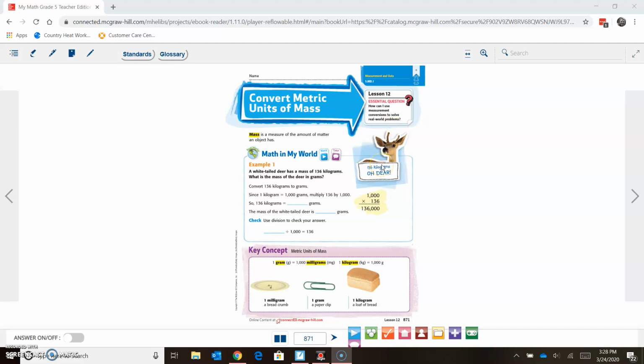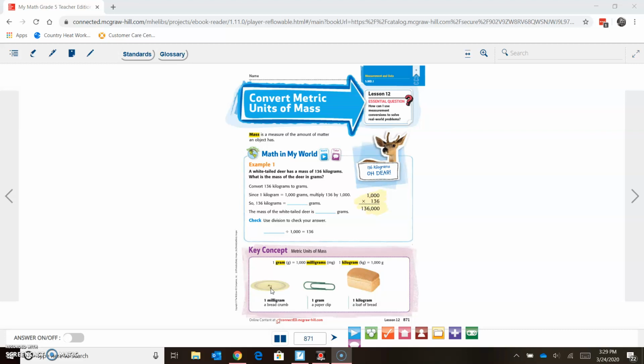We talked about mass actually in science a little bit before we left. We talked about mass is how much matter an object has. So there's three main metric units of mass. There's a kilogram, which is about the size of a loaf of bread. There's a gram, which is about the size of a paperclip. And there's a milligram, which is a bread crumb.